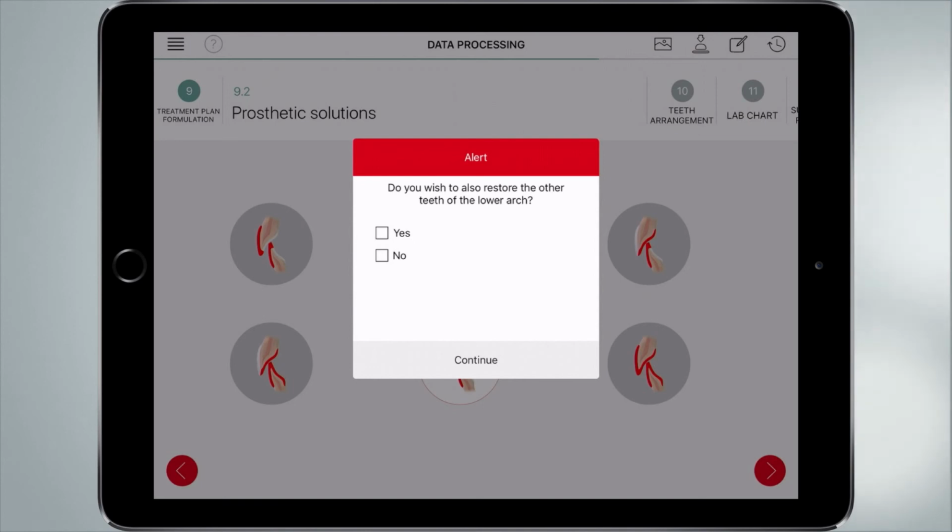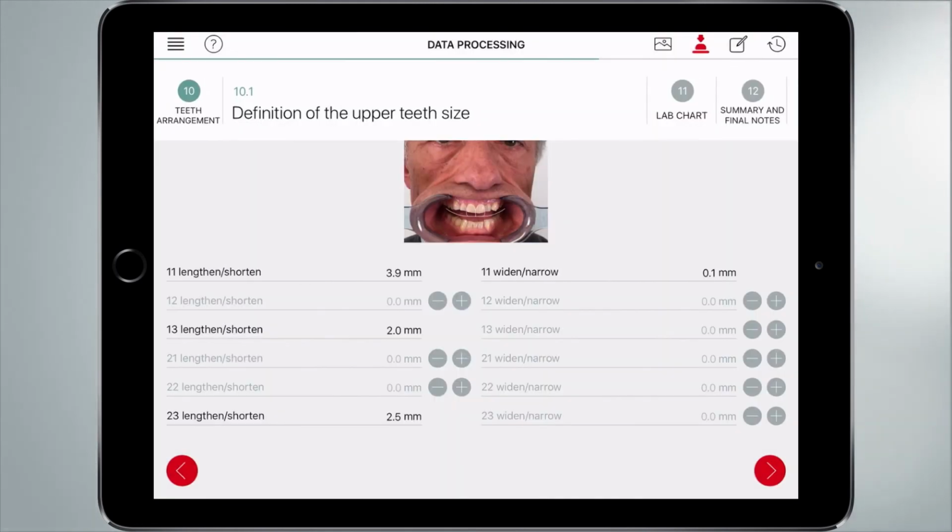The question now going ahead is the following. Do we wish to also restore the other teeth of the lower arch? The answer is yes. Continue. And we go ahead now and we see that we have some value that's already there. So it means we have 3.9 on length of the 11, and of course we can add on the 21, and we have the same value right now. We have 3.9, 3.8, 3.9, more or less the same value, okay?